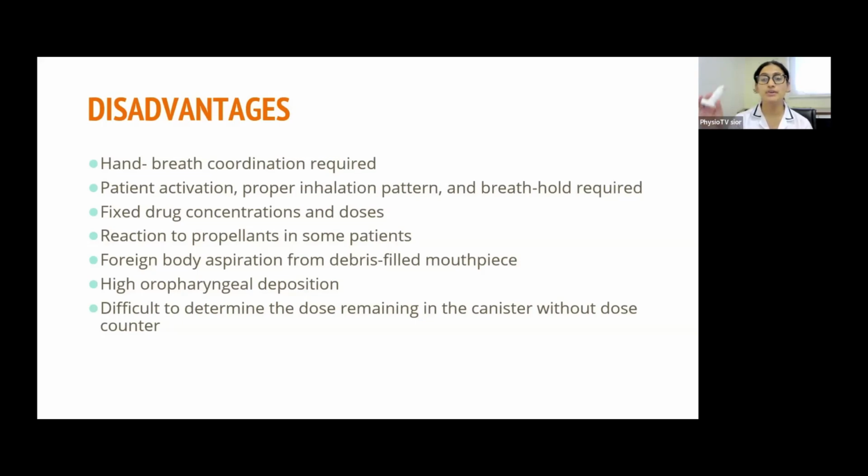For example, if you see this meter dose inhaler, it does not have any dose counter. So it will not tell us if there are any doses left in the canister, and so that might fail to alert the patient when he or she needs to buy a new MDI.